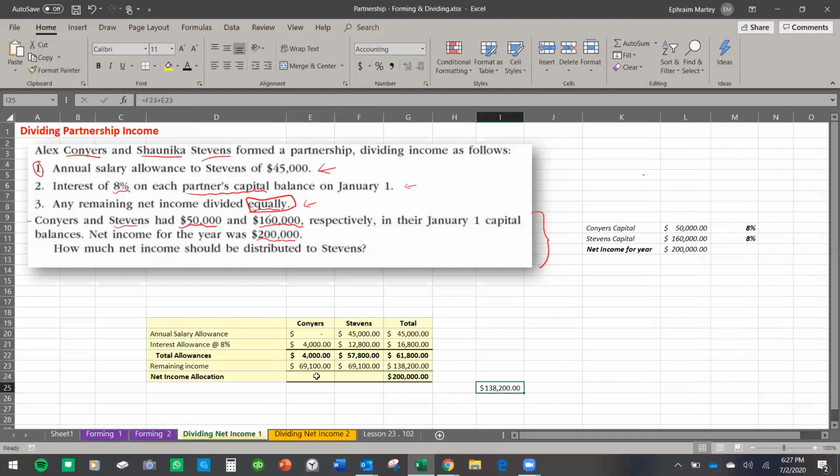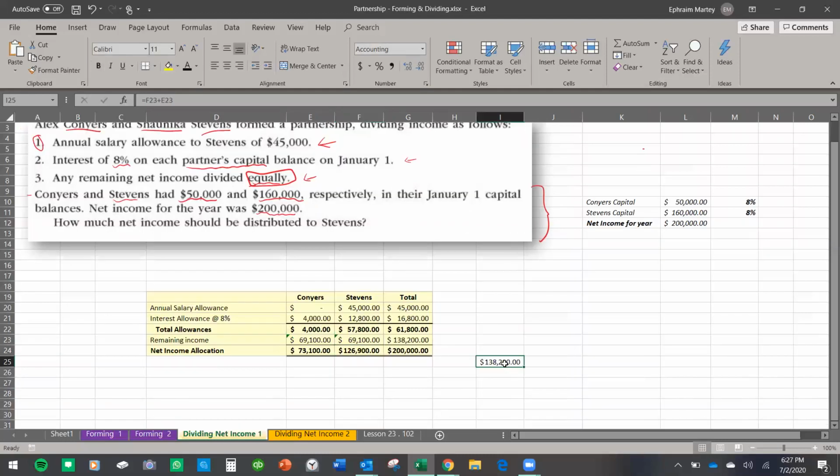So that is correct. Okay, now our net allocation. We add the total allowance plus the remaining income, and that is the total for what Stevens got. So we have his total allowance plus how much he got on the remaining. Okay, so in total, Conyers had 73,100 and Stevens had 126,900. That is how much is allocated to Conyers and Stevens respectively.